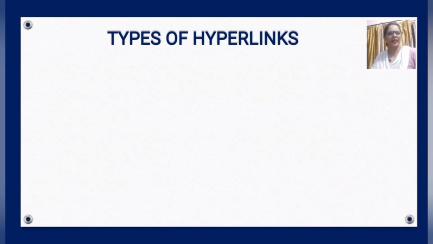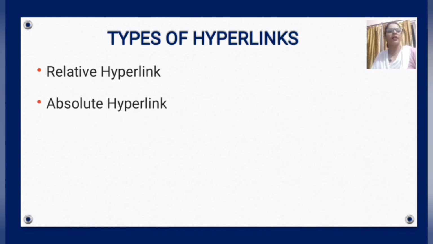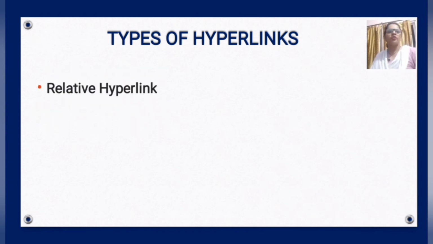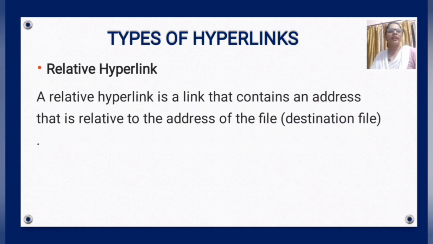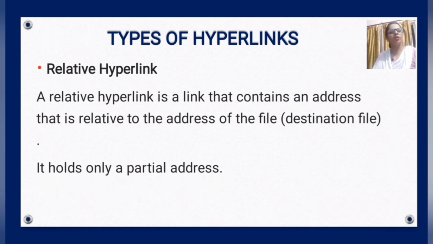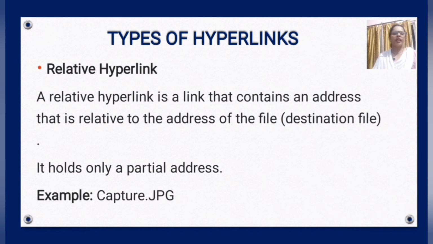For example, an index. Types of hyperlink: there are two types of hyperlink, relative hyperlink and absolute hyperlink. A relative hyperlink is a link that contains an address relative to the address of the destination file. It holds only a partial address. For example, capture.jpg. That is an example of a file.